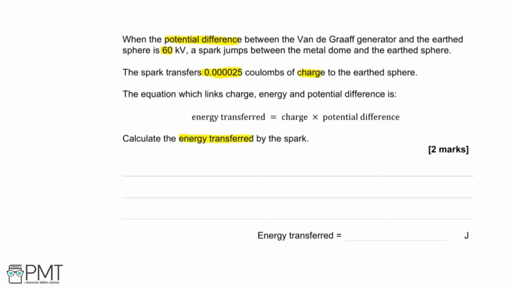So we want to find the energy transferred in joules. So for that we need the charge in coulombs and the potential difference in volts. We are already given the charge in coulombs, but the potential difference is given to us in kilovolts. So we need to find that in volts. 1 kilovolt is 1,000 volts. So 60 kilovolts is 60,000 volts.